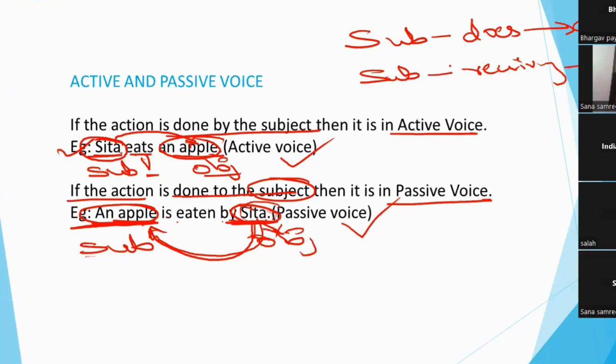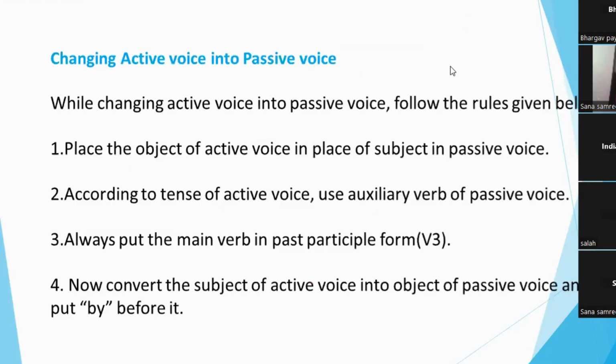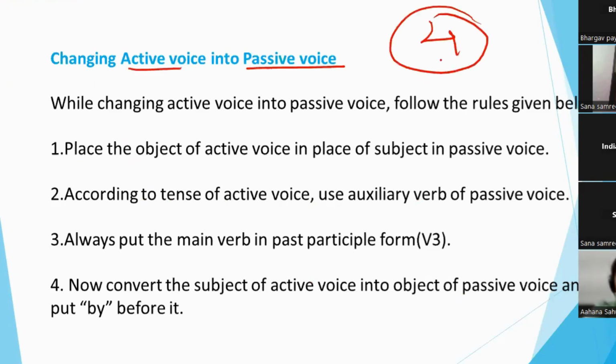Okay. So now, when we have to change this active voice into passive voice, what are the rules that we have to follow? Basically, to convert an active voice into passive voice, you have 4 important rules that you have to follow. So what are those 4 rules?